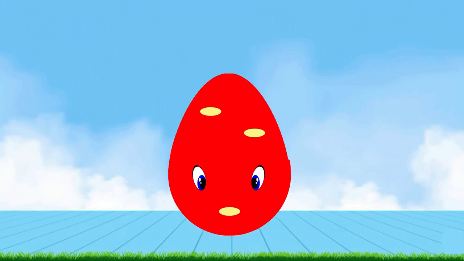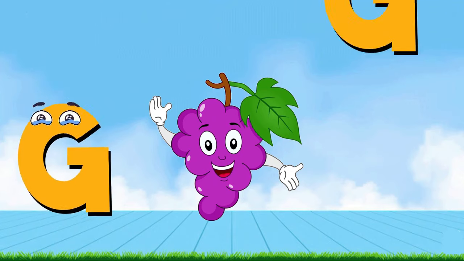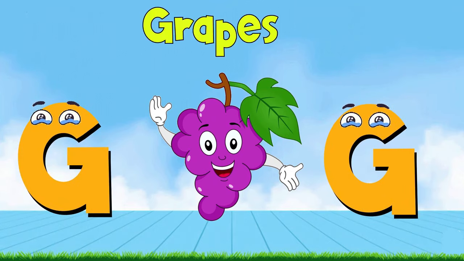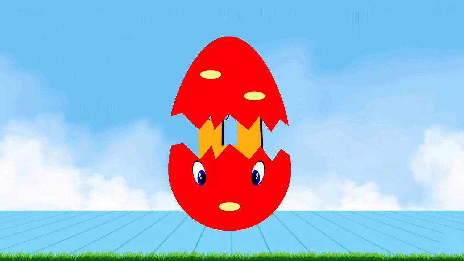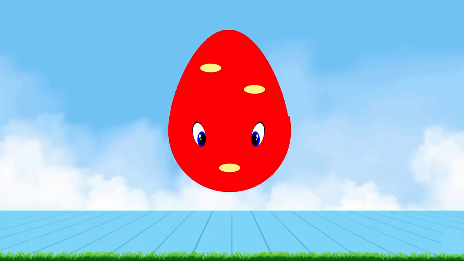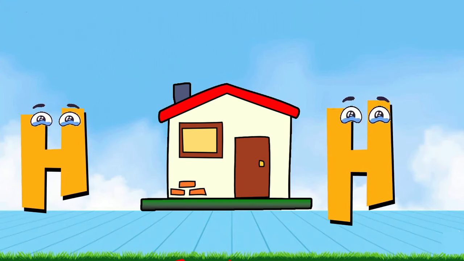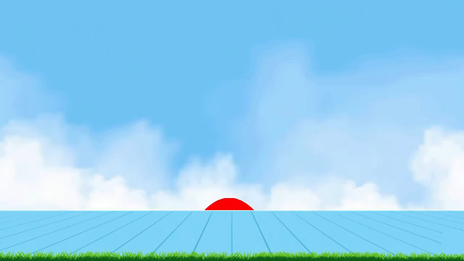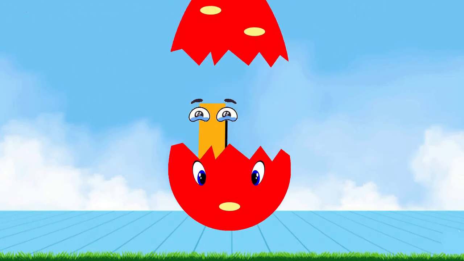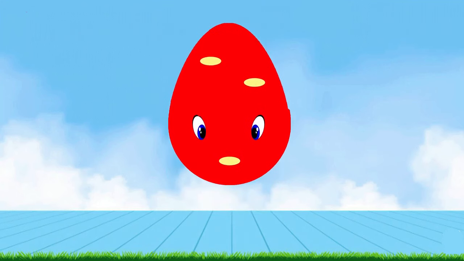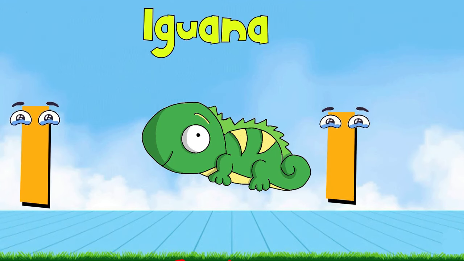G is for grapes. Grapes. H is for house. House. I is for iguana. Iguana.